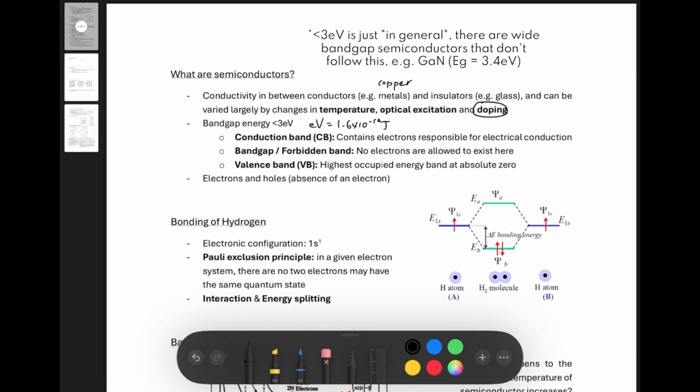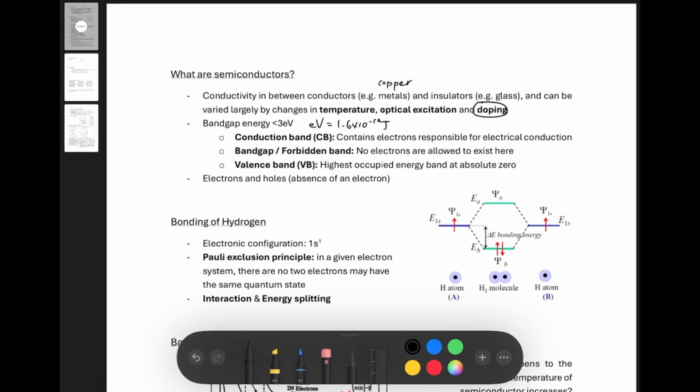So what is bandgap energy actually? We'll take a look at it later in this video, but essentially it is the energy difference between the conduction band, which contains electrons that are able to be responsible for electrical conduction, so they can participate in charge movement, for example, to conduct electricity, and the valence band, which is the highest energy band occupied by electrons at absolute zero temperature.